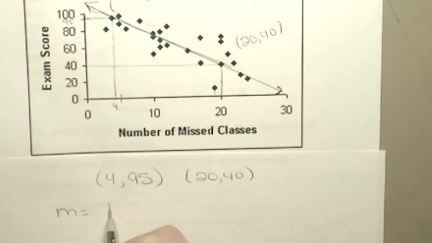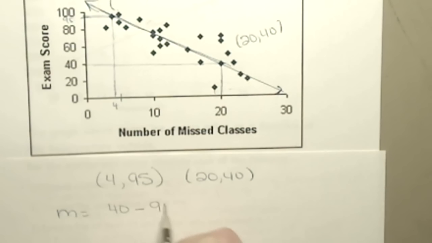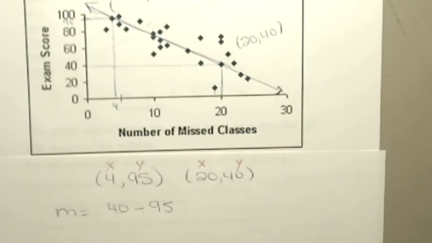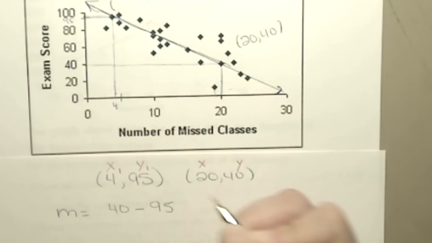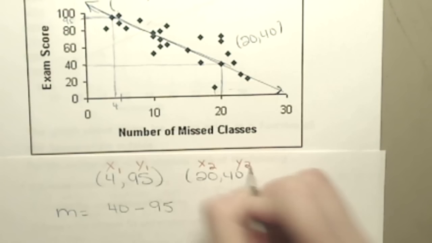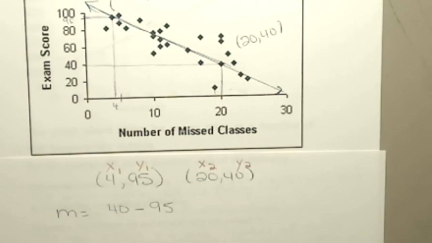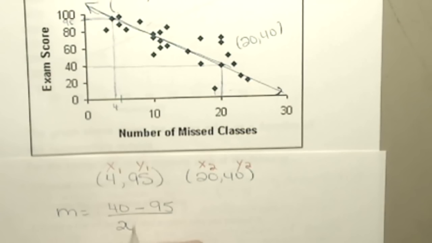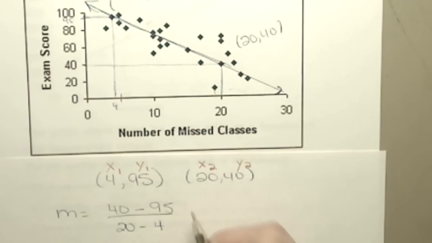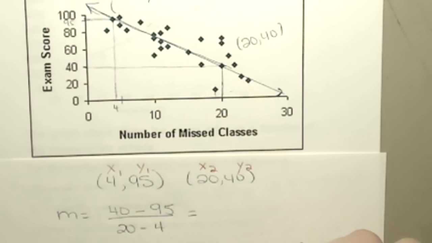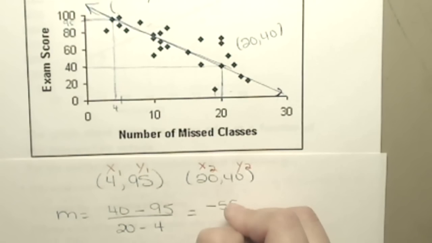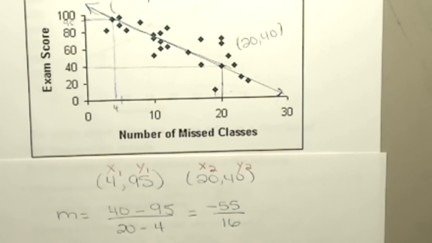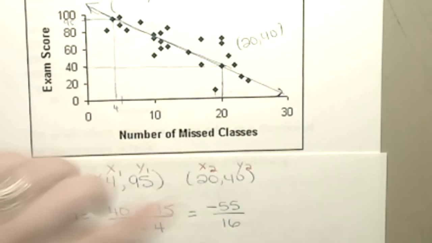So here I'm going to do y2 minus y1, and remember, if it helps, you can label your coordinates as xy, xy. This is my first coordinate point, and this is my second coordinate point. They're merely references. So I do y2 minus y1, and then I'm going to do x2 minus x1. If I do 40 minus 95, I get negative 55, and 20 minus 4 is 16. We knew this was going to have a negative slope because the line is a falling line.